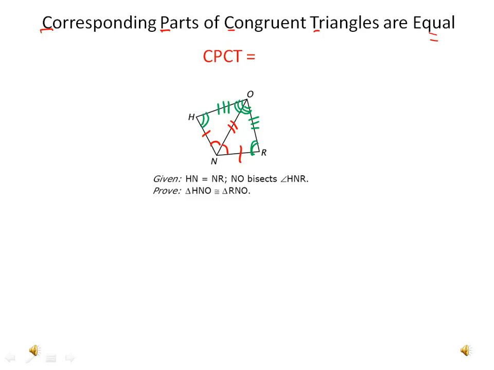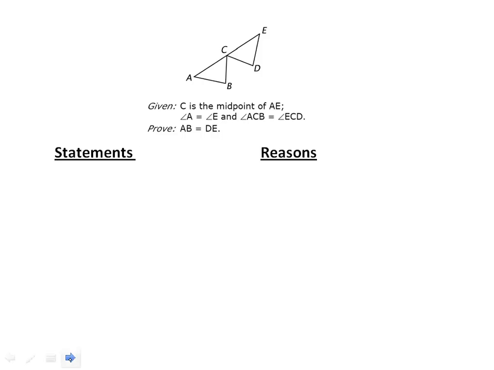Once we've proved, either by ASA or SAS, that the triangles are congruent, then we can go ahead and make these statements that are marked in green. And that's by corresponding parts of congruent triangles are equal. Every year some people try to use this to say that 2 triangles are congruent. You can't do that. This is after you've shown that they're congruent. Then you can use CPCT equal. Let me show you an example of that right here.